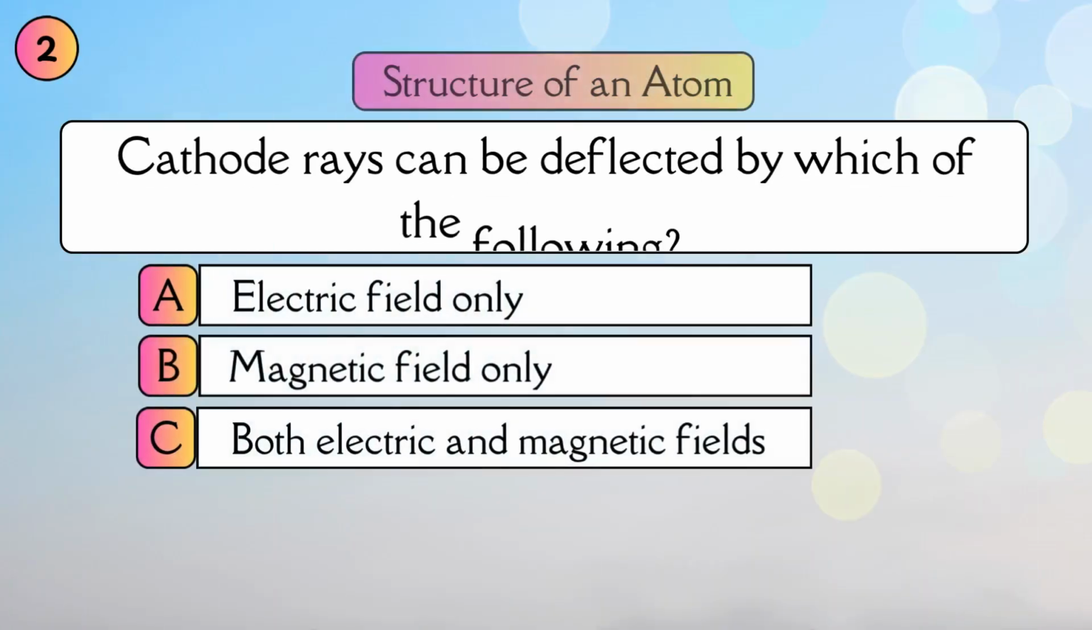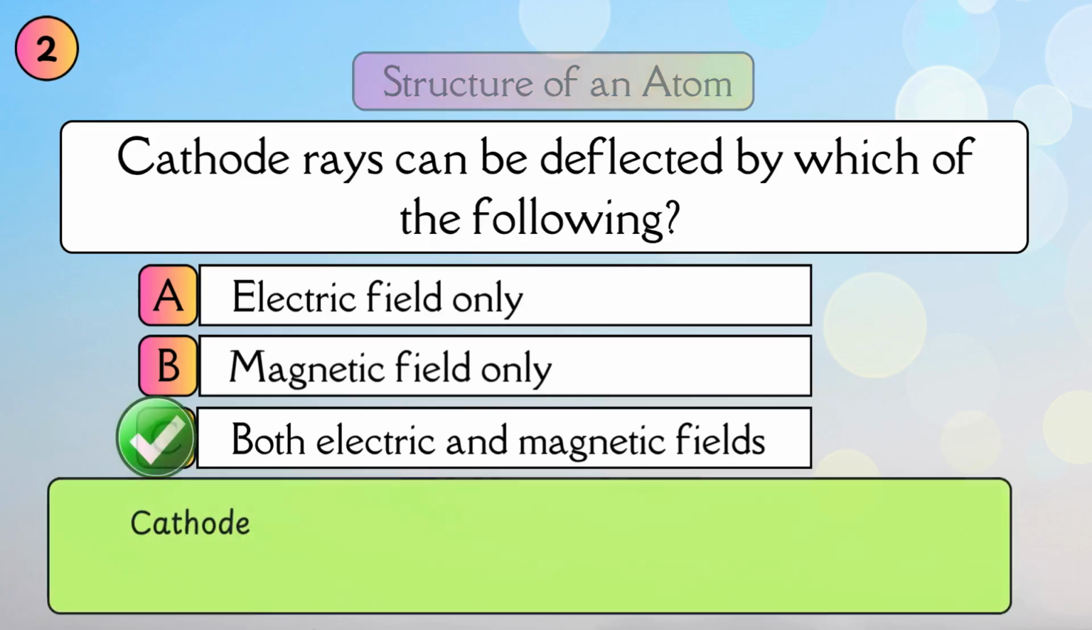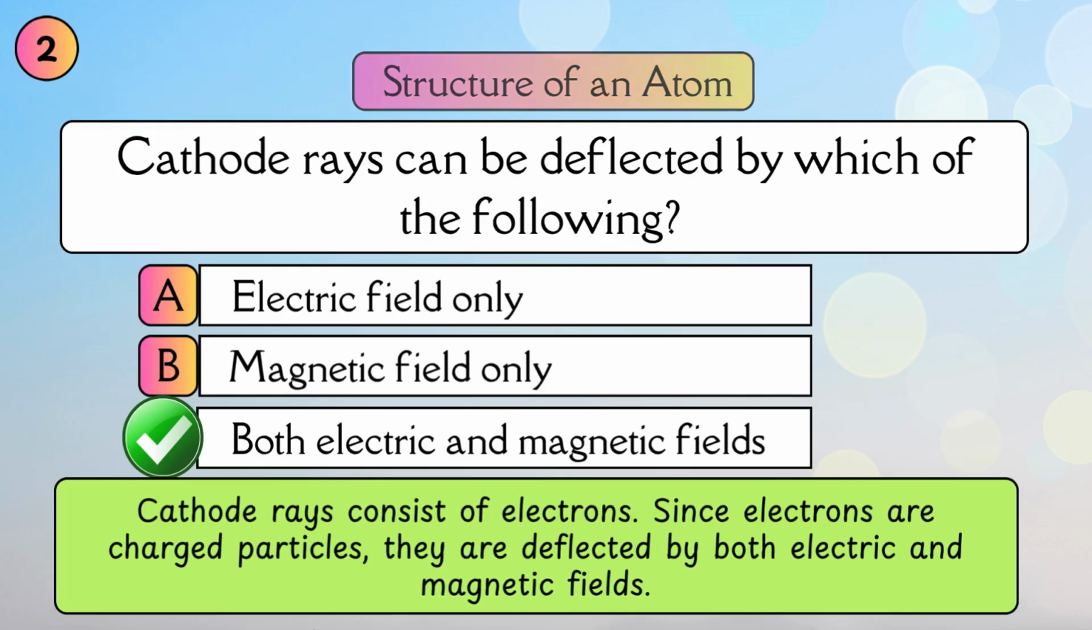Cathode rays can be deflected by which of the following? The correct answer is by both electric and magnetic fields. Cathode rays consist of electrons. Since electrons are charged particles, they are deflected by both electric and magnetic fields.